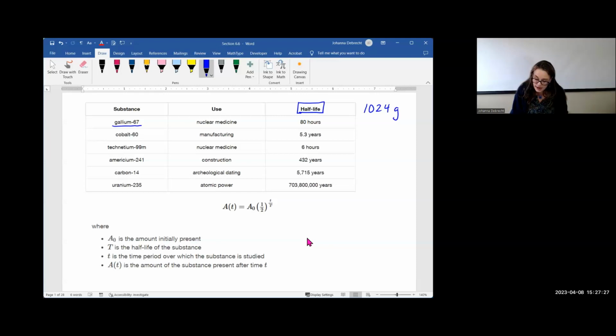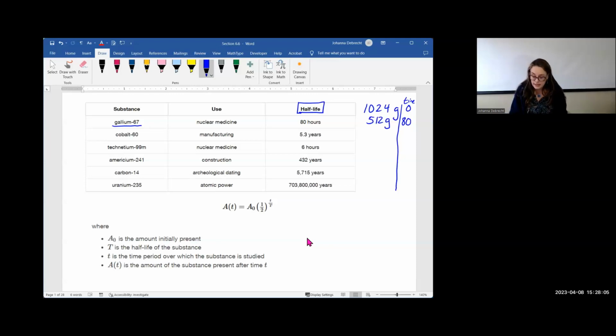So this is going to be time over here, and we're looking at how much we have left. If time equals 0, I have 1,024 grams. After 80 hours, all of this is in hours, half of that gallium-67 is no longer radioactive. It has undergone a chemical process where it's no longer radioactive, but half of it is still radioactive. So I still have 512 grams of radioactive material at the end of 80 hours.